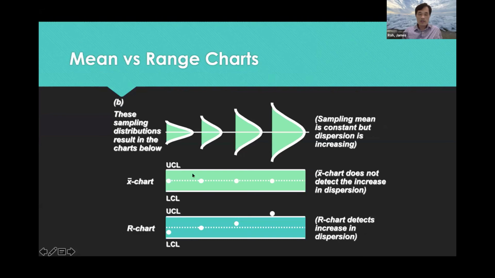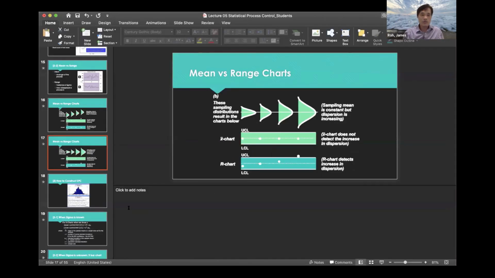However, in this case, the average or the mean is staying at the same spot, but the range is increasing, right? From top to bottom, it's getting flatter, and that's problematic. If you visualize it in your statistical process control chart, it looks like that. The mean chart is stable, however the R chart is gradually increasing. As a result, this is not a stable process. That's why you have to look at both the X bar chart and the R chart.